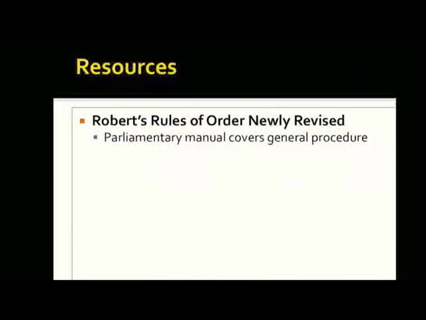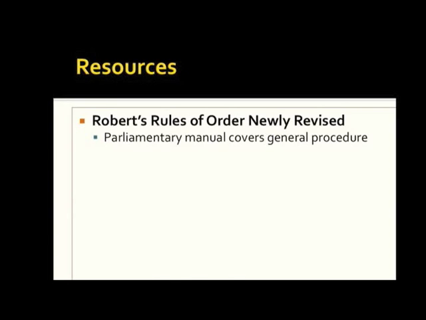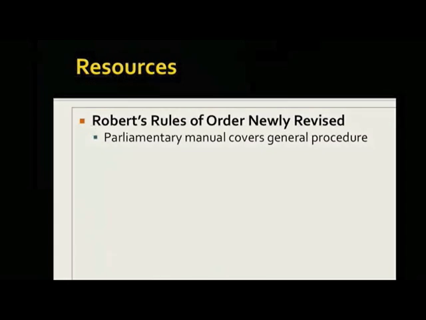The first thing I want to talk about are our resources. When we're talking about Robert's Rules, there are the old versions written in 1915, but there have been some modifications and additions since then. So you really do need to get what's called the newly revised edition. And I'm going to show you a copy of it here.